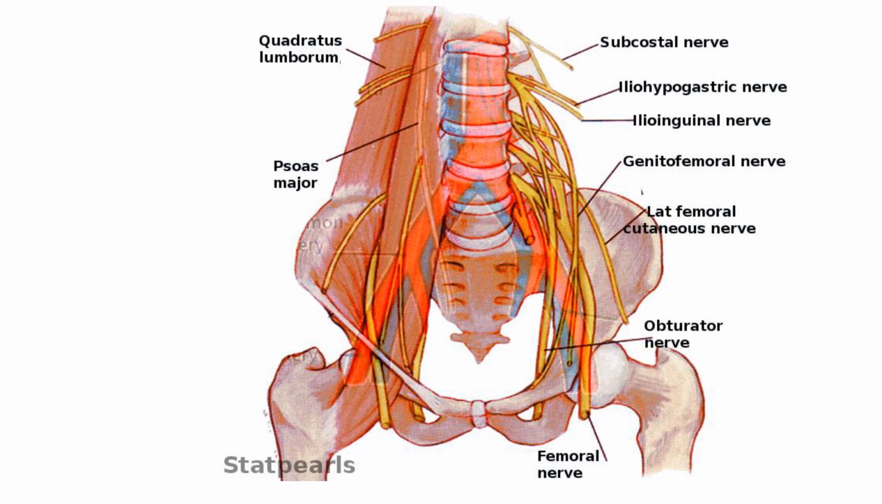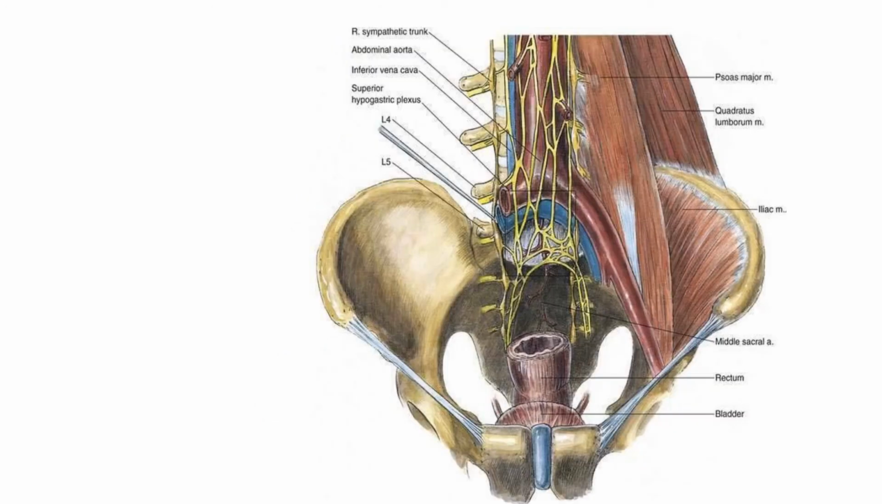The superior hypogastric plexus is situated below the aortic bifurcation, in front of the body of the fifth lumbar vertebra and the sacral promontory, between the two common iliac arteries and behind the peritoneum. This is the superior hypogastric plexus. So here is the complete pelvis.